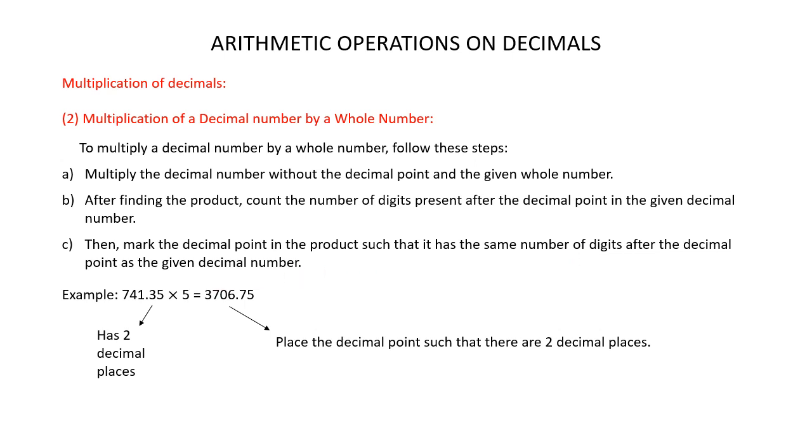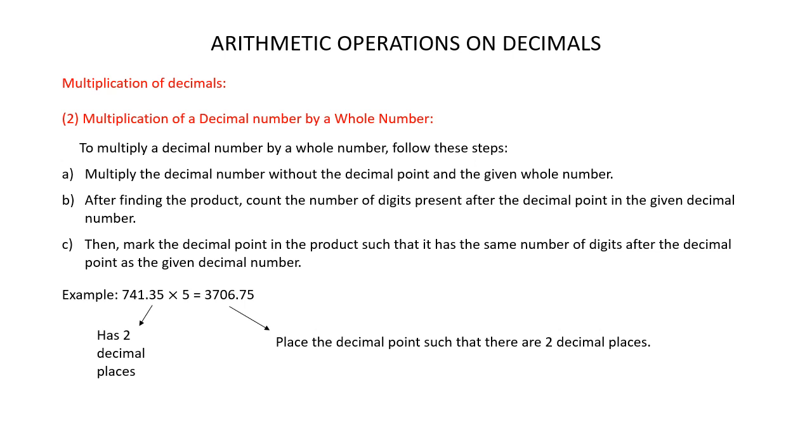Now let's understand this with an example. We'll multiply the decimal number 741.35 with the whole number 5. So first you have to multiply this decimal number as though there is no decimal point and the given whole number. So 741.35 will be considered as 74135. So 74135 multiplied by 5 will give the product 370675.